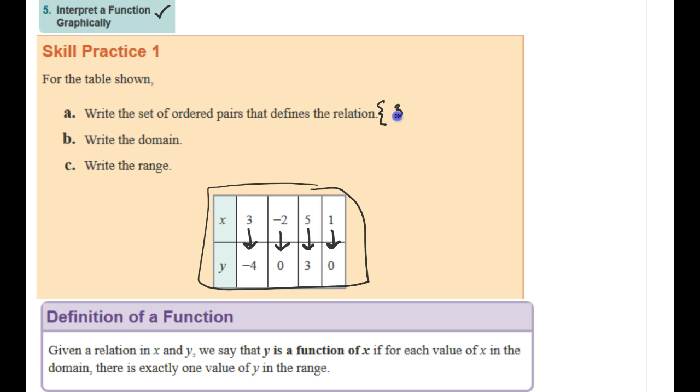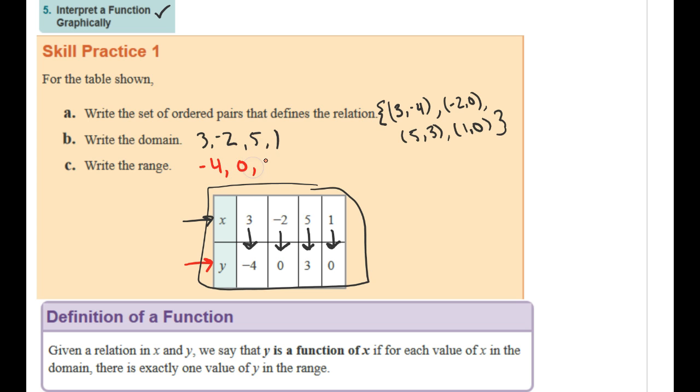So that set would be (3, -4), because 3 and -4 are paired together. -2 and 0 are paired together. 5 and 3 are paired together, and 1 and 0 are paired together. So there's 4 sets of ordered pairs. The domain of this relationship would be the inputs, and those are going to be the x values. That's going to be 3, -2, 5, and 1. The range are going to be the y values. They're going to be what I get out. In this case, it'd be -4, 0, 3.